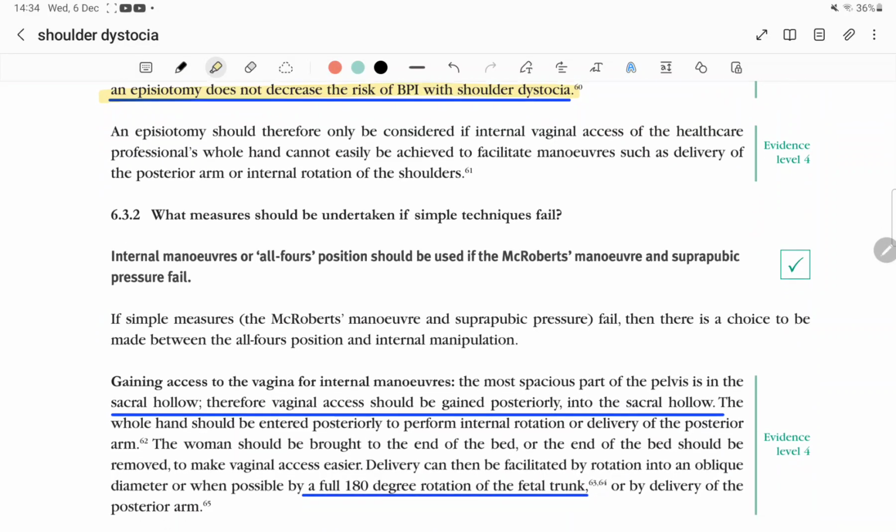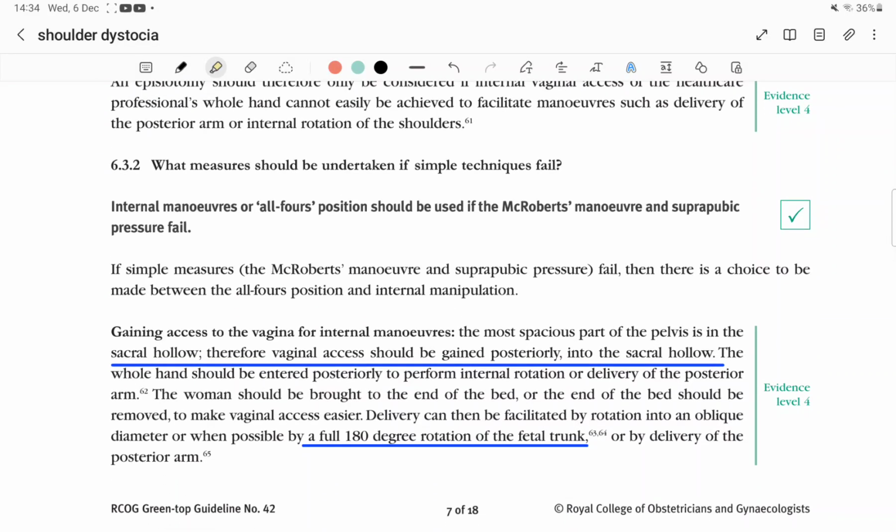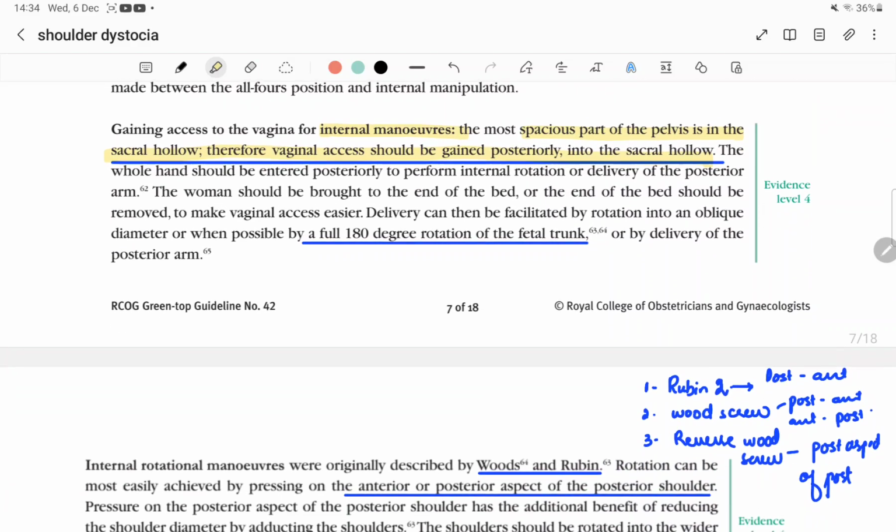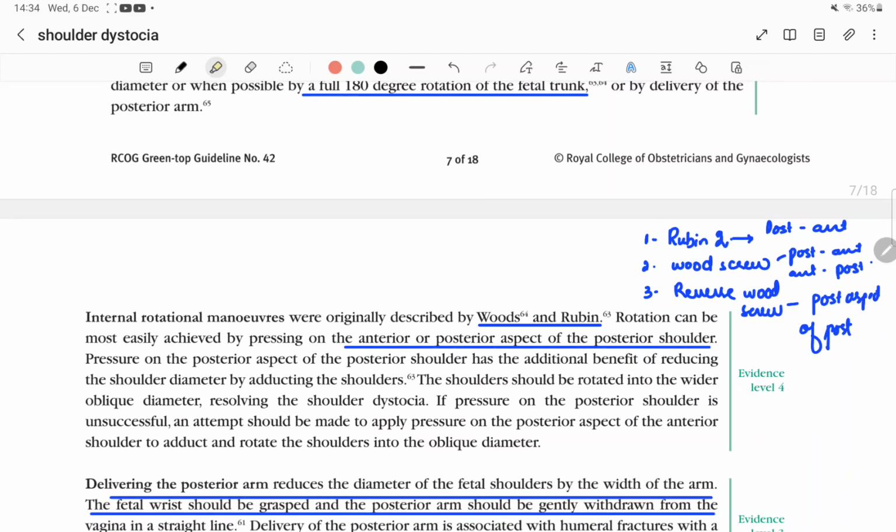Now if all the simple techniques, that is McRoberts and suprapubic pressure, fail, then you will go towards the internal maneuvers or the all fours position. For the internal maneuvers, you have to approach the most spacious part of the vagina, the sacral hollow, and insert your fingers posteriorly. Internal maneuvers are of three types: Rubin 2, wood screw, and reverse wood screw.